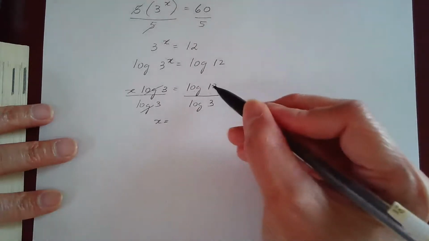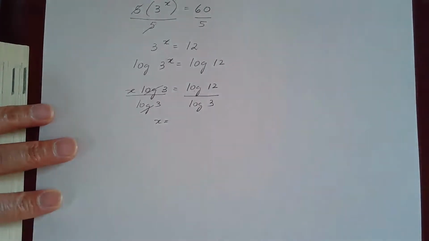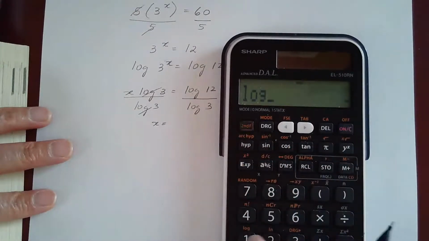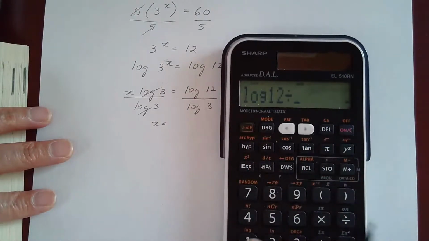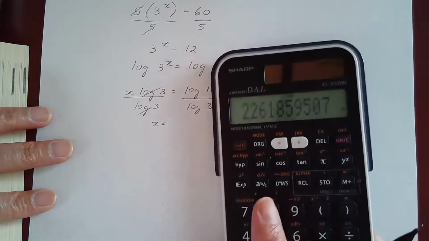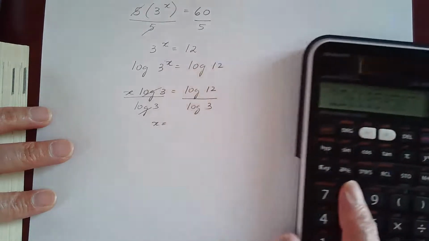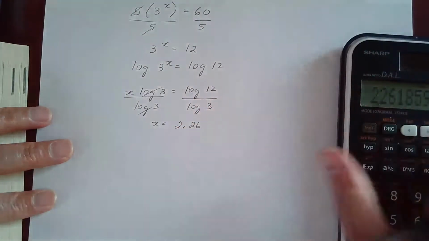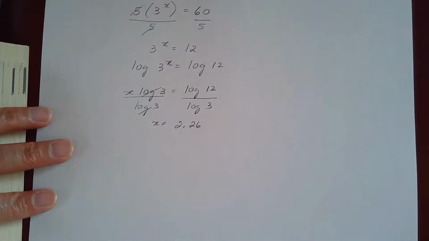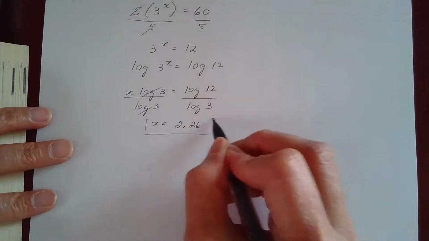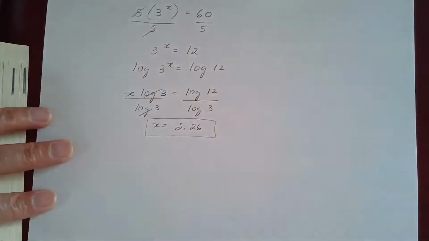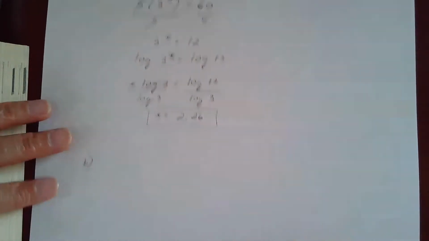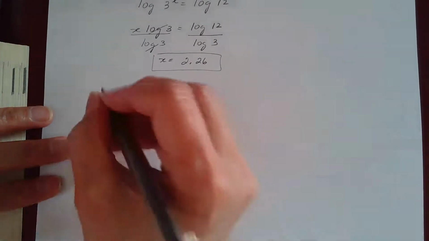Okay, so log of 12 divided by the log of 3. It's probably not a nice number. Okay, I got 2.26. Here you go. So that means that this exponent x is 2.26. Okay, let's do the last one, 18b.